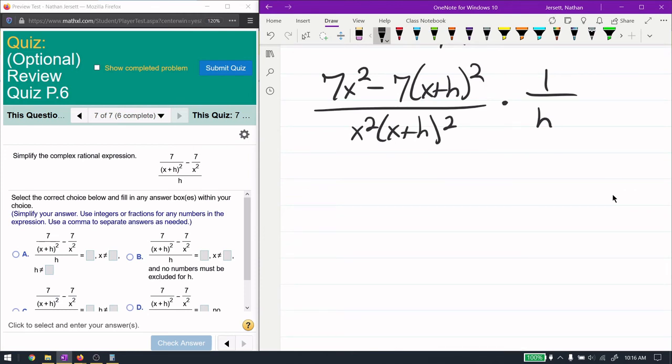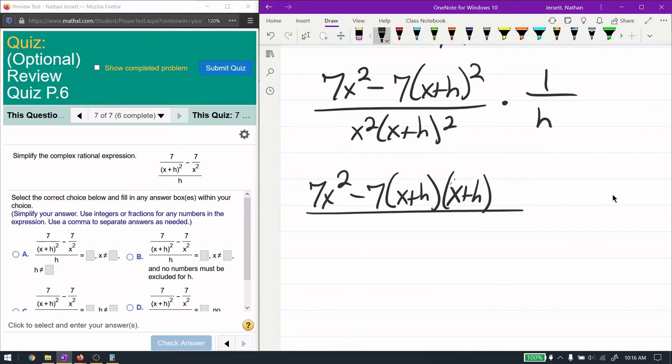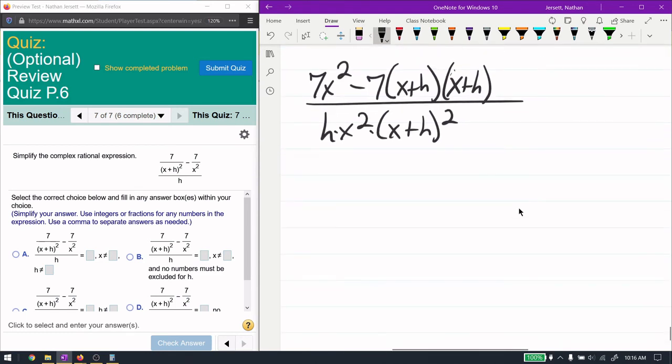And on top here, we have 7x squared. x plus h squared is going to be x plus h times x plus h. I'm going to leave the denominator factored. Times by 1 over h is really just having an h in the denominator. So now I can expand this numerator, giving me 7x squared minus 7 times x squared plus xh plus hx. That's just going to be 2xh, and then h times h is h squared.